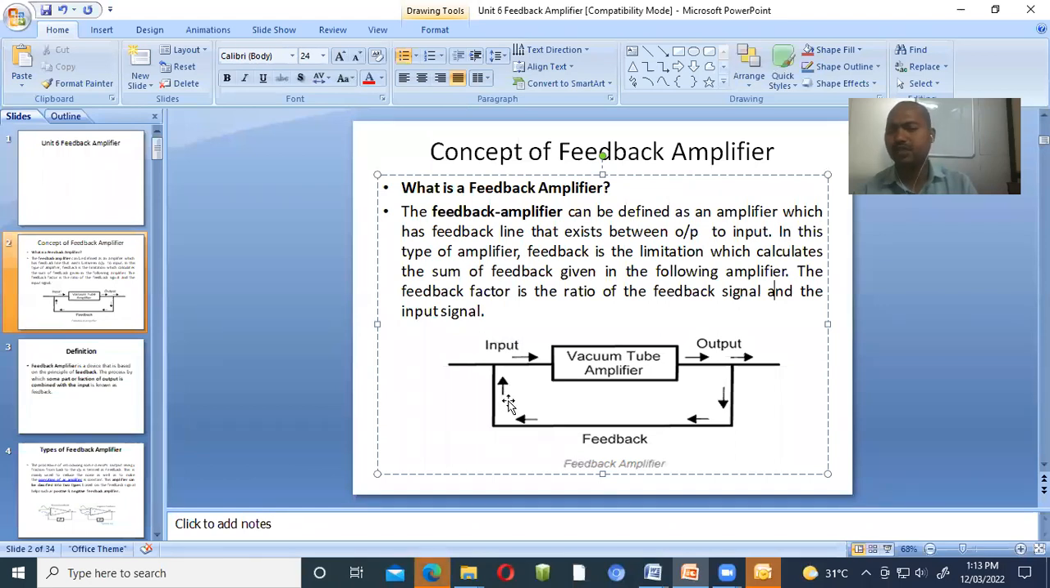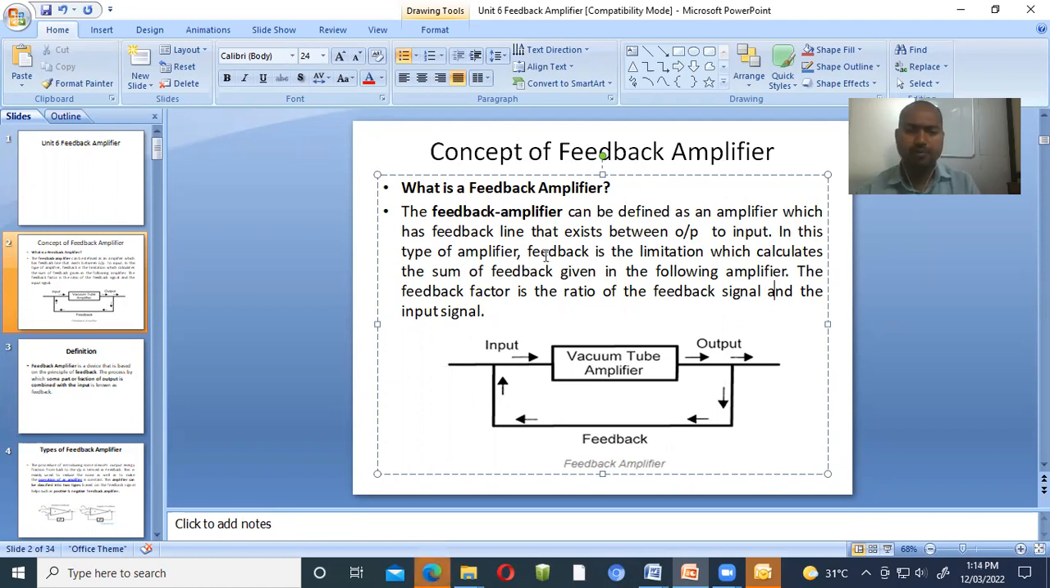So feedback is nothing other than this. When we apply the input, it gets some part of the output. Not all of the output is applied to the input, some part of the output is again applied to the input. This is called feedback. Okay, now this is nothing but your feedback. So what will be the limitations and what will be the advantages, we have to discuss.